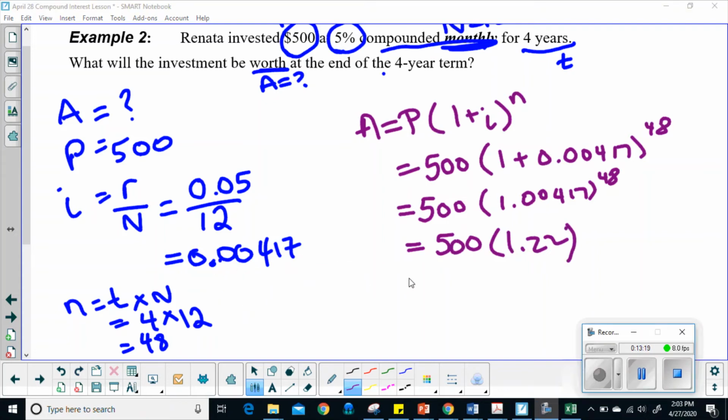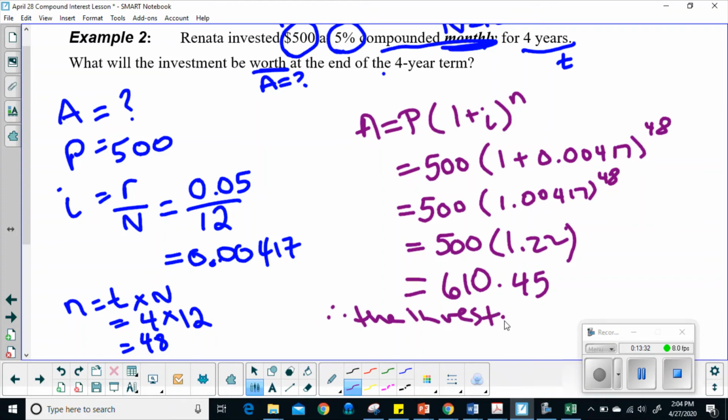So that gives us an answer of $610, and round it, 45 cents. Therefore, the investment is worth $610.45 after 4 years.